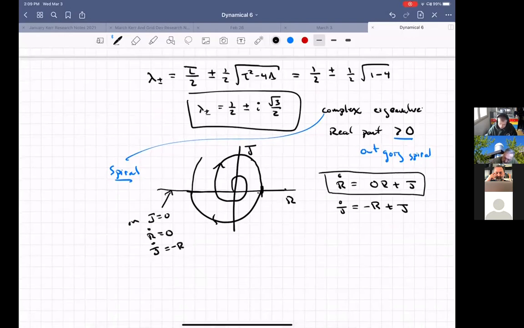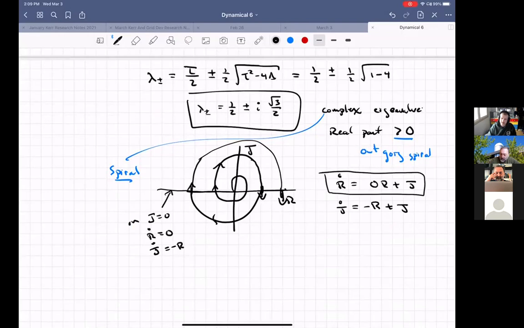So that means that right here I'm coming down and over here I'm going up. See, everywhere this thing comes around, I'm going down. So if R is a positive number, then J dot is negative. And if R is a negative number, then J dot is positive. So I'm coming through here vertically as I'm spiraling around. So it's like an oval spiral.